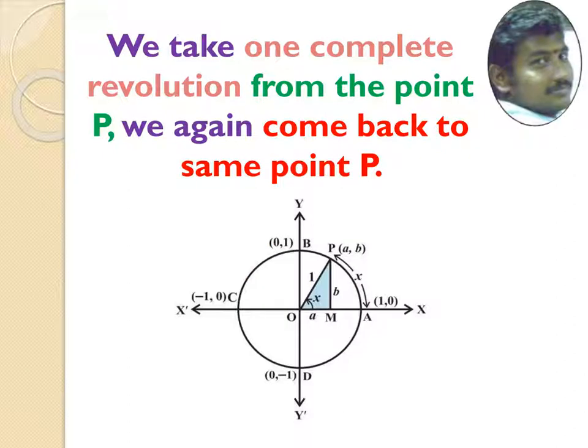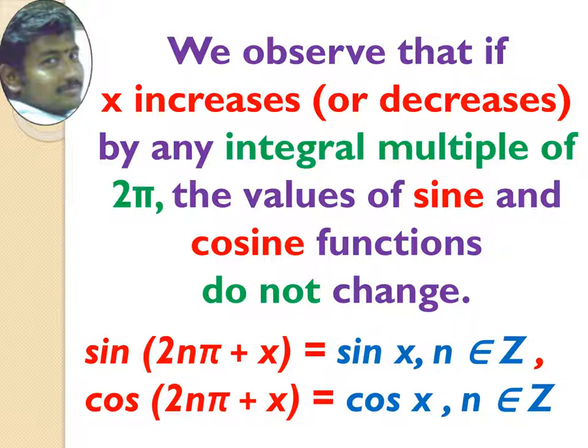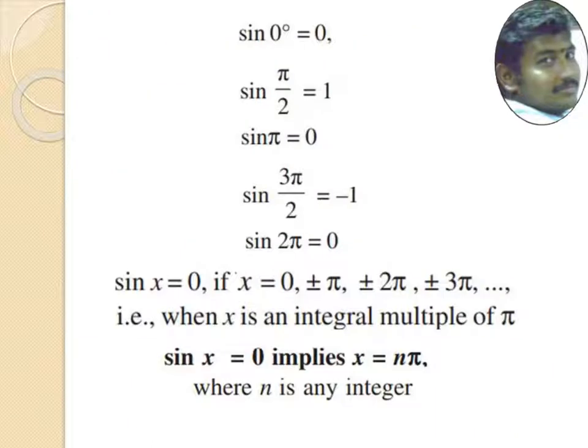If we take one complete revolution from the point P, we again come back to the same point P. So here we get 4 quadrants, each with pi by 2, so 4 times pi by 2 becomes one complete revolution, 2 pi. So we observe that if x increases or decreases by any integral multiple of 2 pi, the values of sine and cosine functions do not change. So sin of 2n pi plus x is equal to sin x, and cos of 2n pi plus x is equal to cos x.